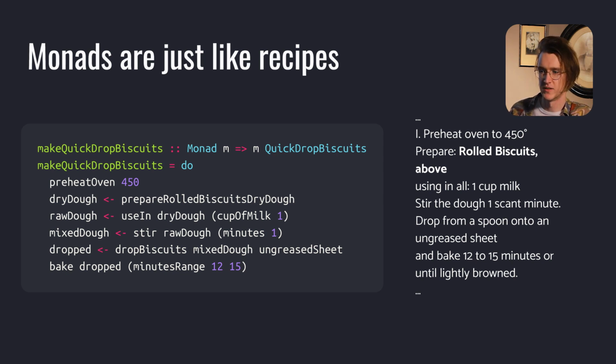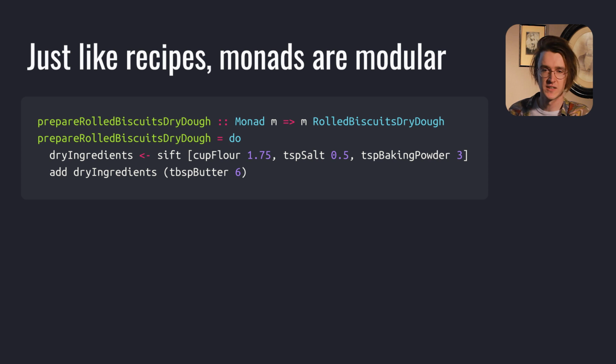Take a look at the prepare roll biscuit dry dough. Remember how the recipe said prepare the part of the other recipe and then use the result here and some other instructions? Just like recipes, monads are modular. They allow computation to be composed of simpler instructions or computations. The prepare roll biscuits dry dough function, for example, could be easily defined somewhere else in some other module and reused in multiple places. Just like recipes, monad can be used to create imperative style instructions, as the result of one computation decides what to do next.